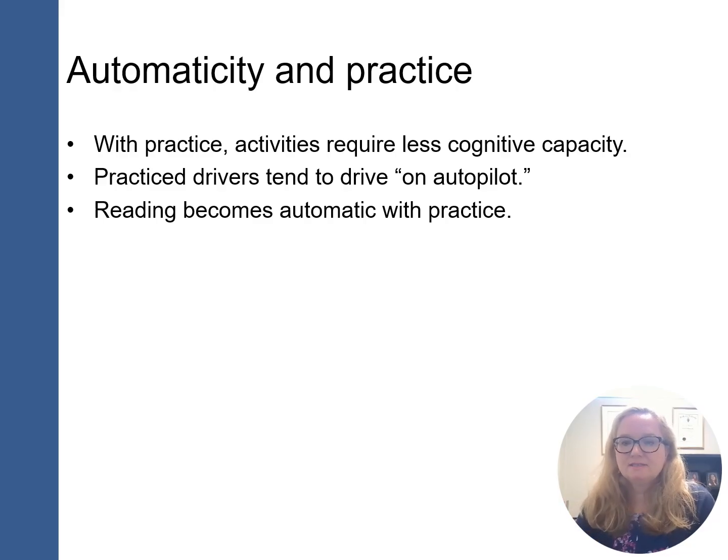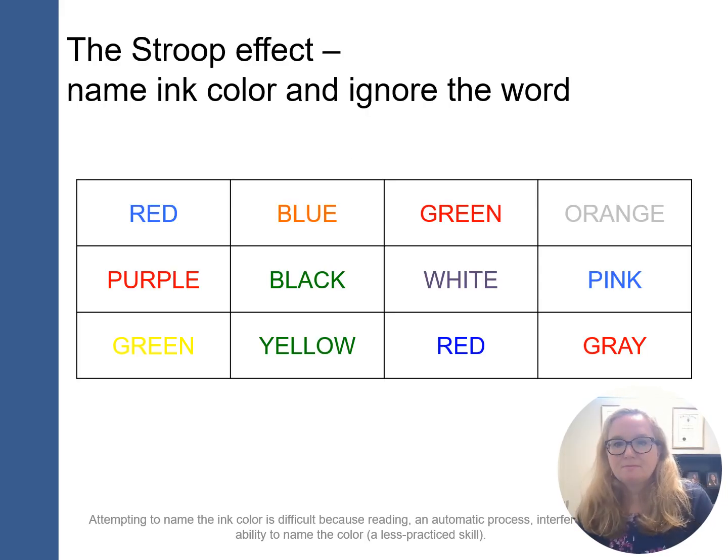There are all kinds of things that we do that become practiced, and then we don't really have to use our attention. A great example that's used over and over again in the cognitive literature is Stroop. And I'm sure you've seen this before, but Stroop is a task where you're asked to name the ink color and ignore whatever word is typed out.